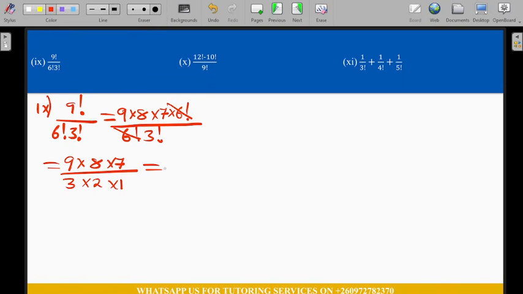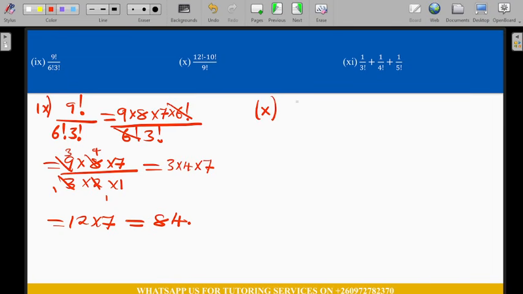So we can go ahead and say now 3 into 3, 1, 3 into 9, that's 3, 2 into 2, 1, 2 into 8, that's 4. So now we have 3 times 4 times 7. So here 3 times 4, that's 12 times 7, which gives 84. So 84 becomes the answer.